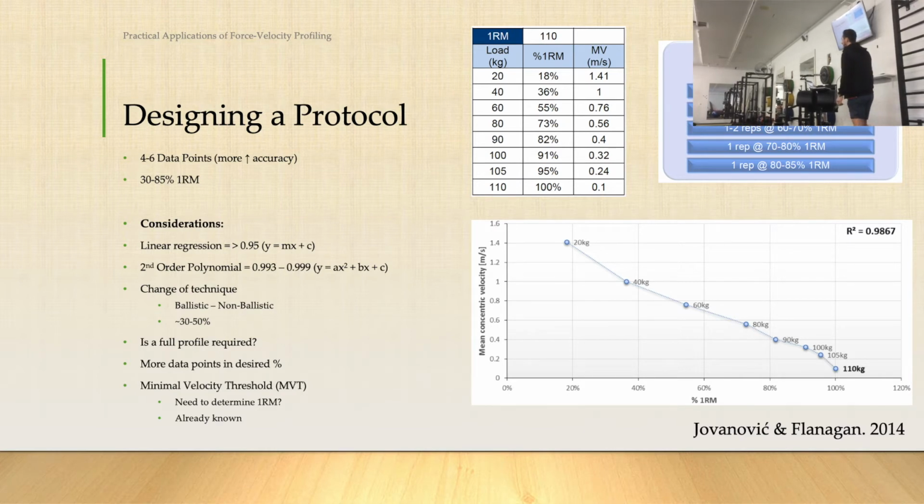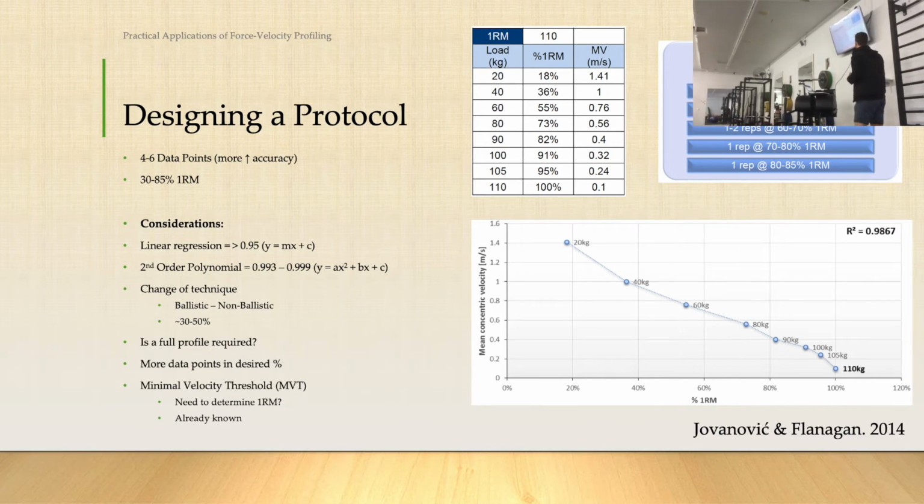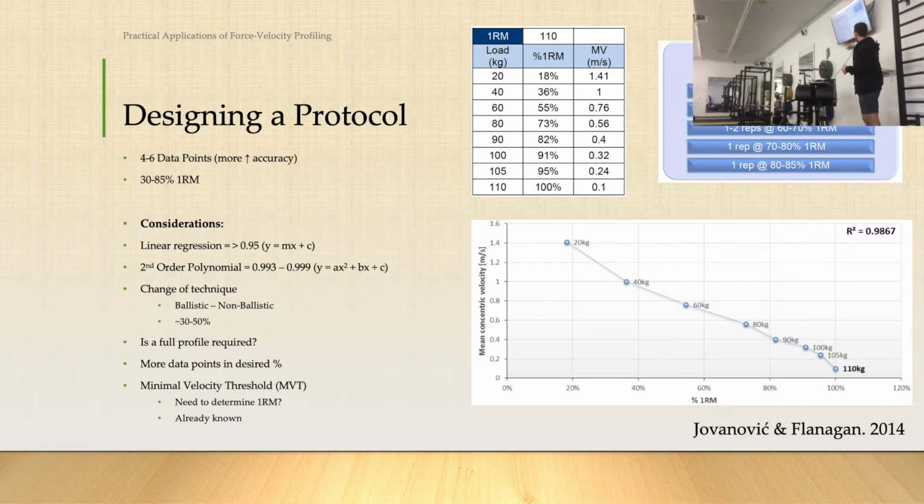Is a full profile actually required? Are you going to be using the full spectrum? If not, you can put more data points into your desired percent range. And then do you want to go to 1RM? So there's evidence to show, and we'll look at it in a sec, how you can use other rep ranges to figure out your MVT.